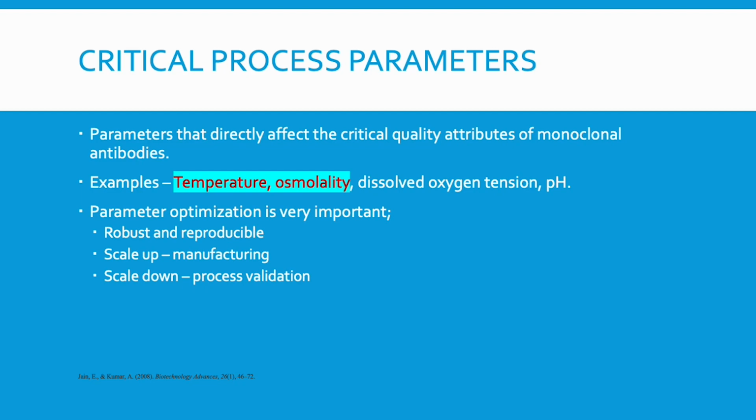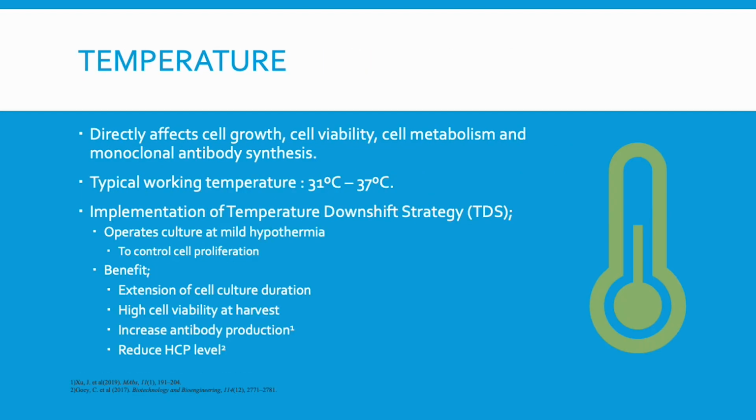The process optimization is also important when we want to scale up to manufacturing scale or when we want to scale down to perform process validation. One of the critical parameters in the cell culture is the temperature. Temperature can directly influence the cell growth, cell viability, and cell metabolism. It can also affect the synthesis of monoclonal antibodies.